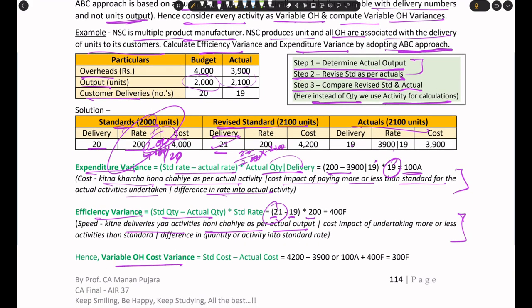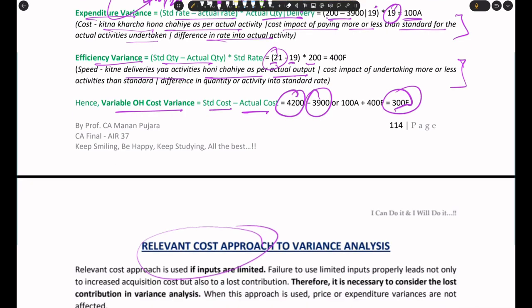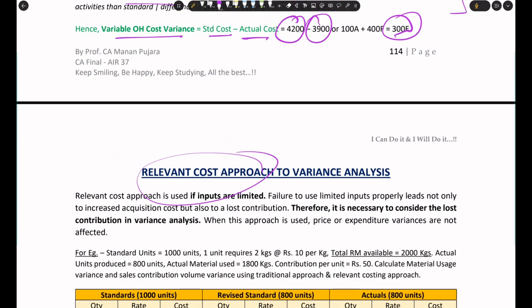Hence variable overhead cost variance is equal to standard cost minus actual cost, that is 4200 minus 3900. It is 300 favorable. So the next is the relevant cost approach. The relevant cost approach is used if inputs are limited.